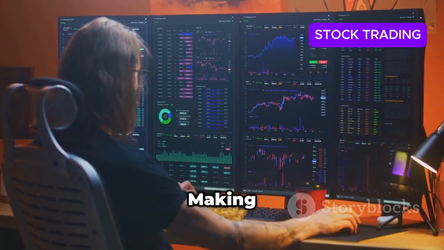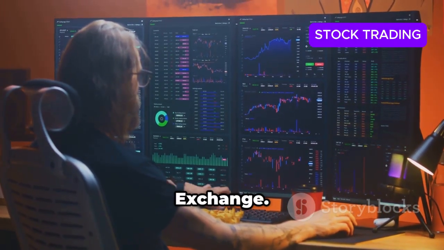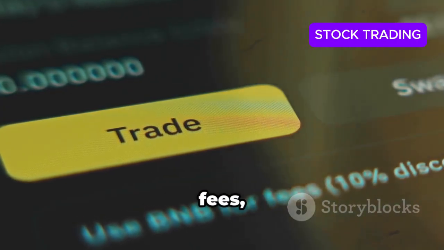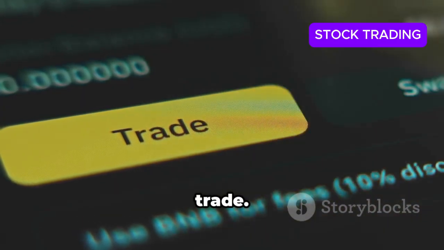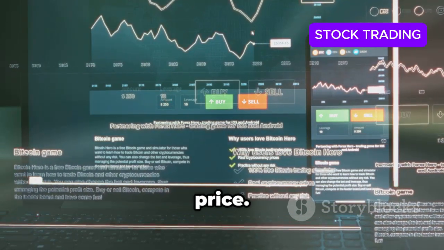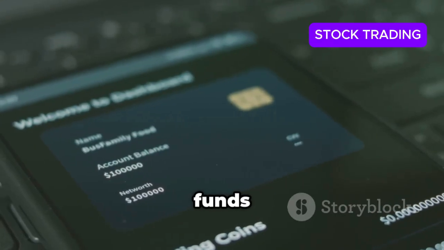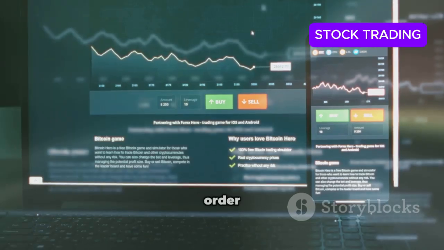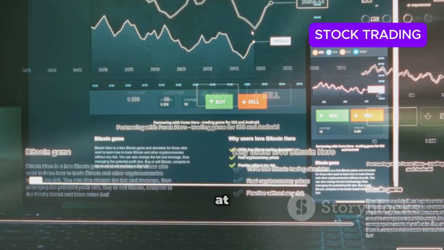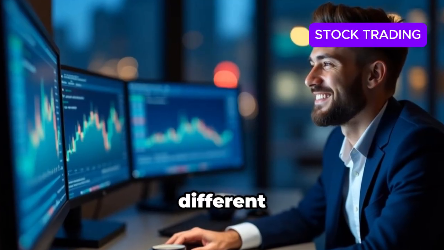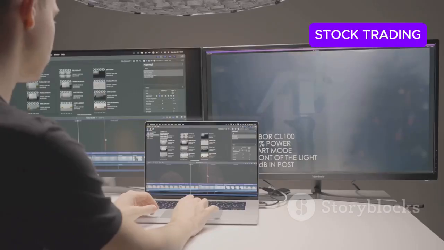Section 6. Making your move. Buying on the first exchange. Once you've identified an arbitrage opportunity and calculated the fees, it's time to execute the trade. First, you need to buy the cryptocurrency on the exchange with the lower price. Ensure you have sufficient funds in your account. Place a limit order at the desired price. A limit order ensures you buy the cryptocurrency at the price you want. Be aware that market orders may execute at a different price than intended.